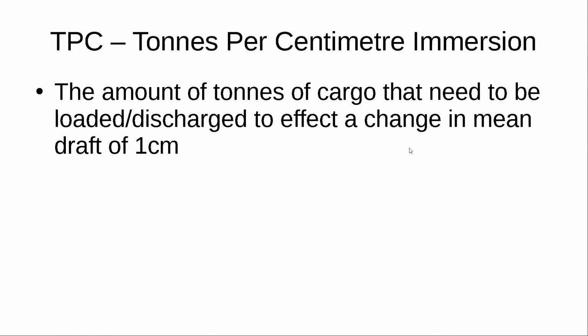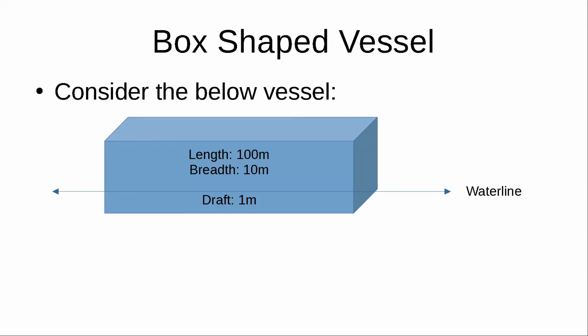So the topic we're going to talk about now is tons per centimeter immersion, otherwise known as TPC. The definition of this is the amount of tons of cargo that must be discharged or loaded to effect a change in mean draft of 1 centimeter. We're going to go through the quick derivation for this of how it's determined for a box-shaped vessel. So consider the below vessel I have drawn here. Its length is 100 meters, its breadth is 10 meters, there's a draft of 1 meter.